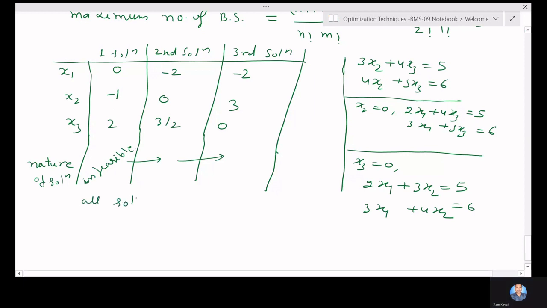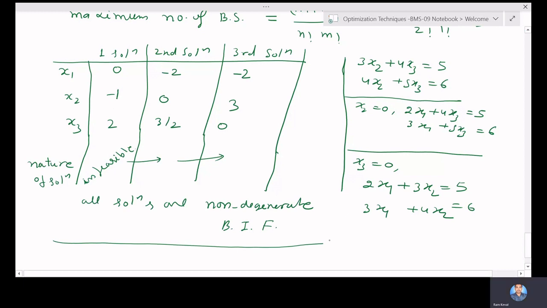All solutions are non-degenerate basic infeasible solutions.